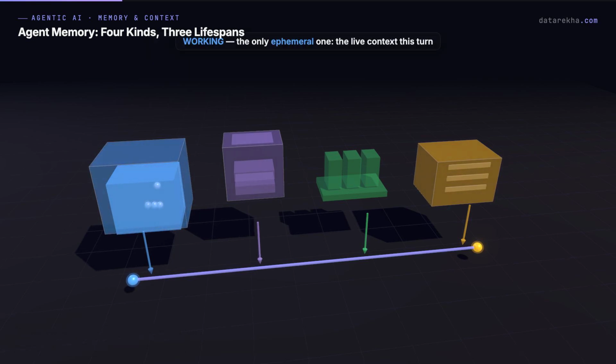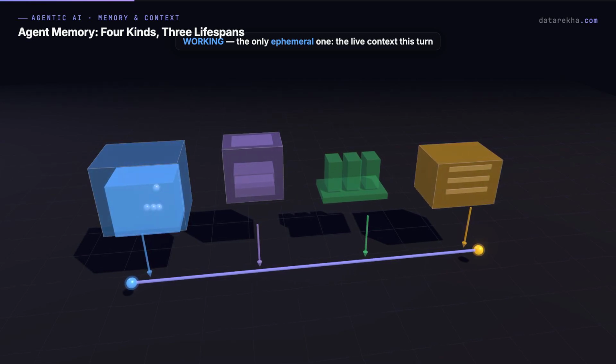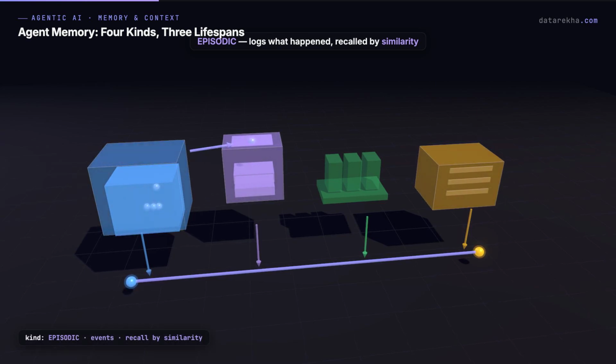Working memory is the only ephemeral one. It is the live context the model reasons over this turn, and it clears when the session ends. Episodic memory logs what happened, the events and trajectories recalled later by similarity. What did we do last Tuesday?